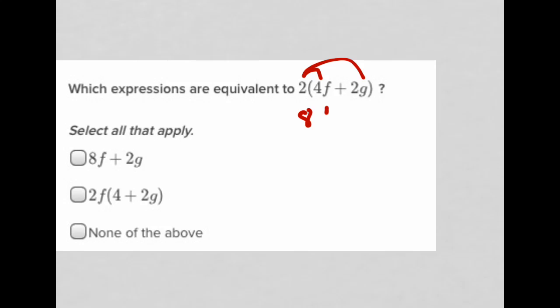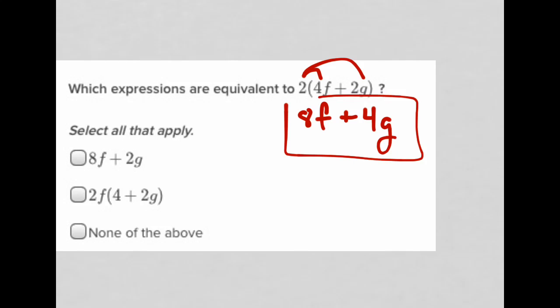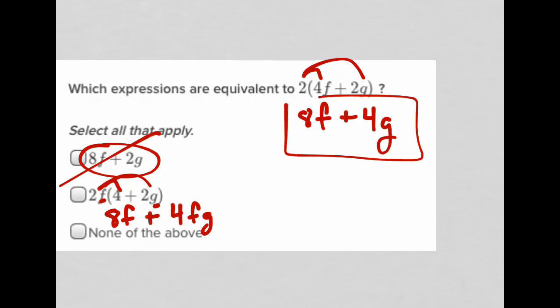So what do I have? 8f plus 4g. These are not like terms, so that's it. Here I have 8f plus 2g, so that's not the same. And this one I can distribute. What would that be? That would be 8f plus 4, but then I have an f and a g. F, g. Also not the same, so the answer is none of these. Check. None of those.